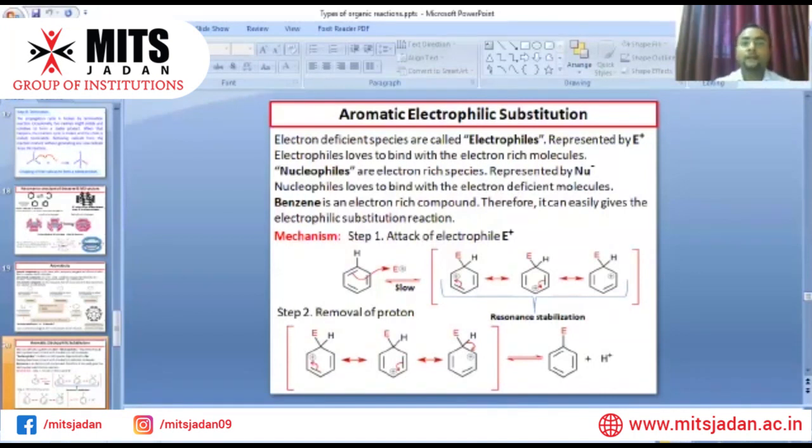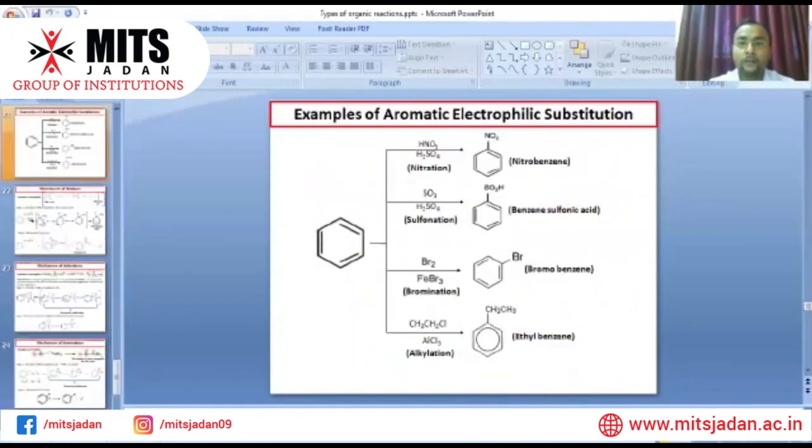Now there are some examples of aromatic electrophilic substitution reactions. First is nitration, then sulfonation, after that bromination, and the last one is alkylation. In nitration, in the presence of nitric acid and sulfuric acid, we get nitrobenzene. But when the benzene molecule reacts with sulfur trioxide and H2SO4 in the presence of sulfuric acid, that is called sulfonation, and we get benzene sulfonic acid as a product.